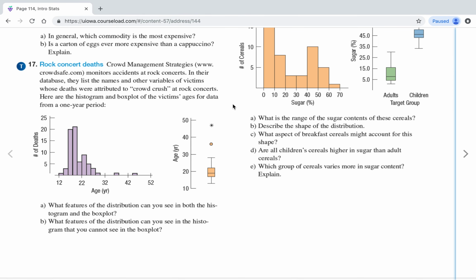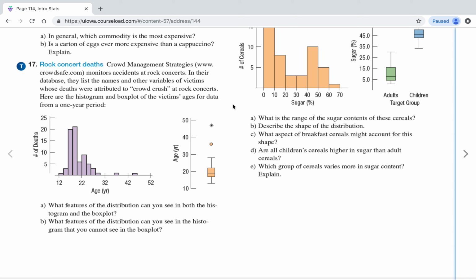Hello, for this extra credit point, I am going to discuss the word problem regarding rock concert deaths. The problem reads: Crowd Management Strategies monitors accidents at rock concerts. In their database, they list the names and other variables of victims whose deaths were attributed to crowd crush at rock concerts. Here are the histogram and box plot of the victims' ages for data from a 1 year period.